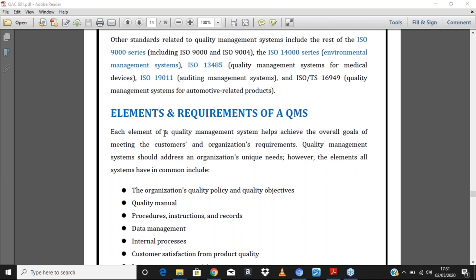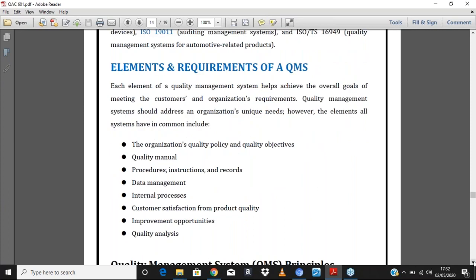Each element of a QMS helps achieve the overall goal of meeting the customers' and organization's requirements. A quality management system should address an organization's unique needs. However, the elements all systems have in common include the organization's quality policies and objectives, quality manual, procedures and instructions, commonly called the SOP, standard operating procedure, I beg your pardon, data management, internal process, customer satisfaction, and quality analysis.